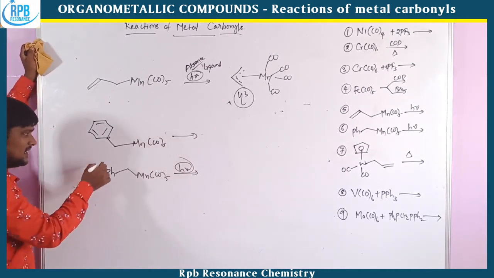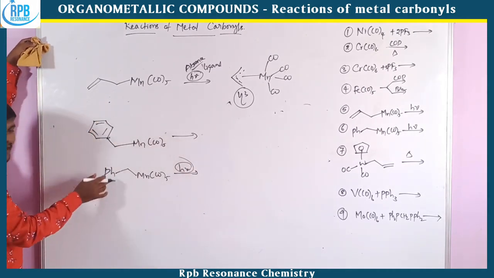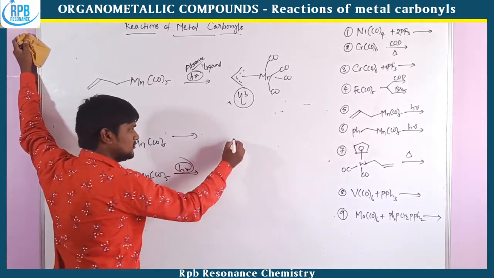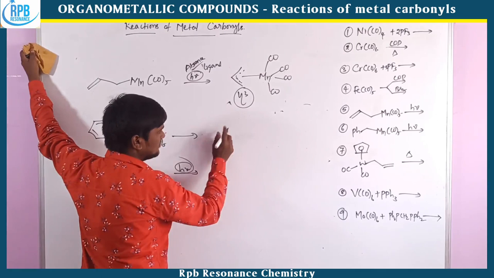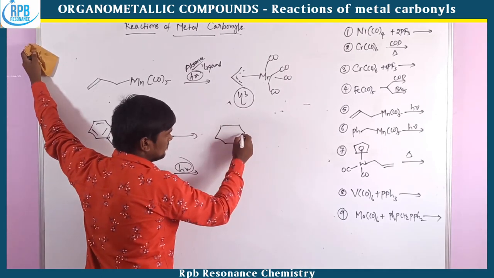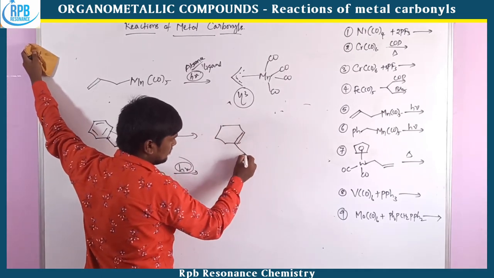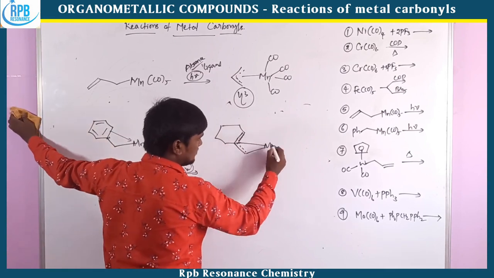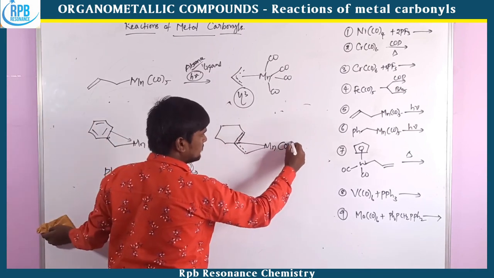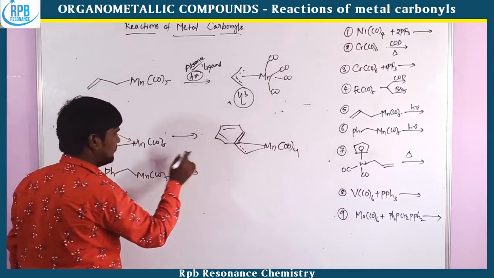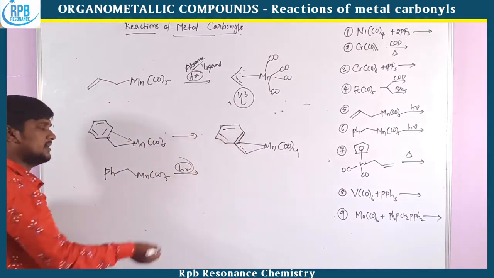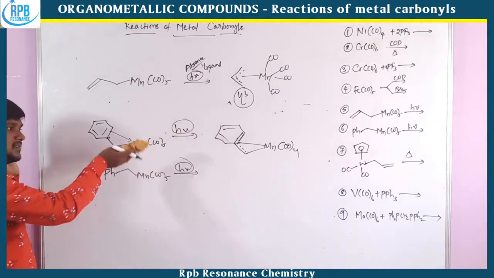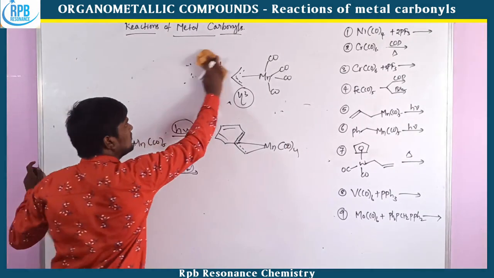But when you draw the phenyl molecule like this, it is possible to form the eta 3 complex. So here it forms the eta 3 complex with the loss of one carbonyl group. Similar reaction, and here it is also photochemical. Now let's look at problem number 7.